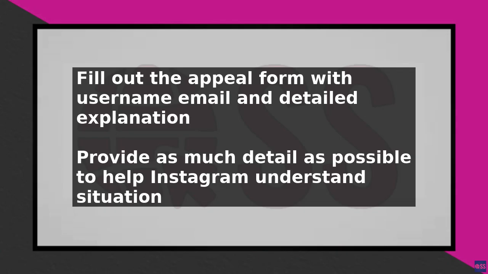If your appeal is approved, your account will be reinstated and you will receive an email from Instagram. However, if your appeal is denied, you can try to provide more information or context to support your case. It is also important to note that if your account is suspended due to repeated violations, it may be permanently disabled. In this case, you will not be able to recover your account and you will have to create a new one.